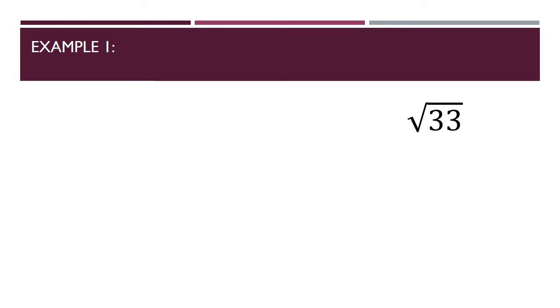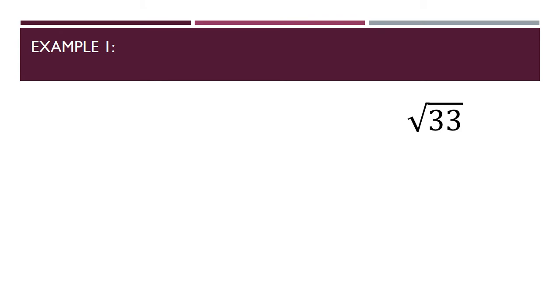Let's take a look at our first example. We have radical 33, and we're trying to write this radical in the simplest radical form. So we need to think about two factors or two numbers. If we multiply, we get 33. One of these factors is a perfect square.